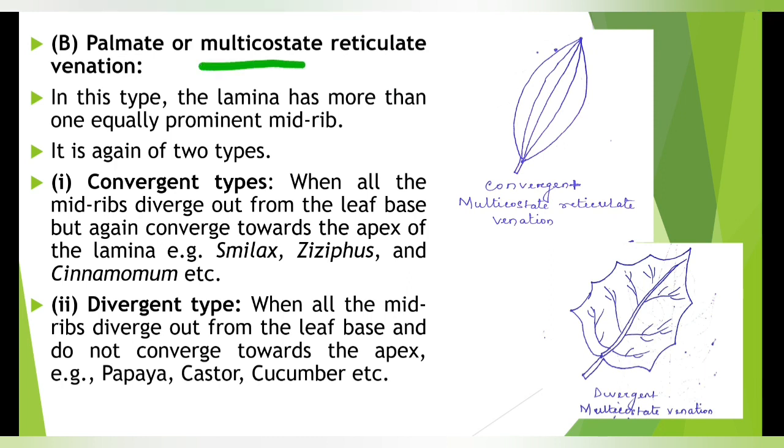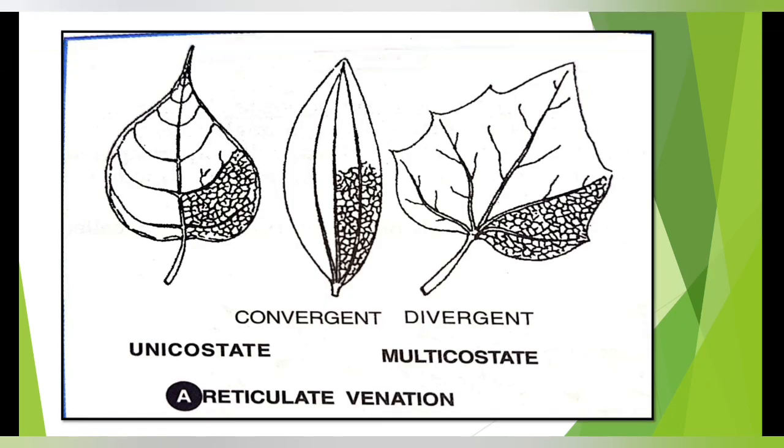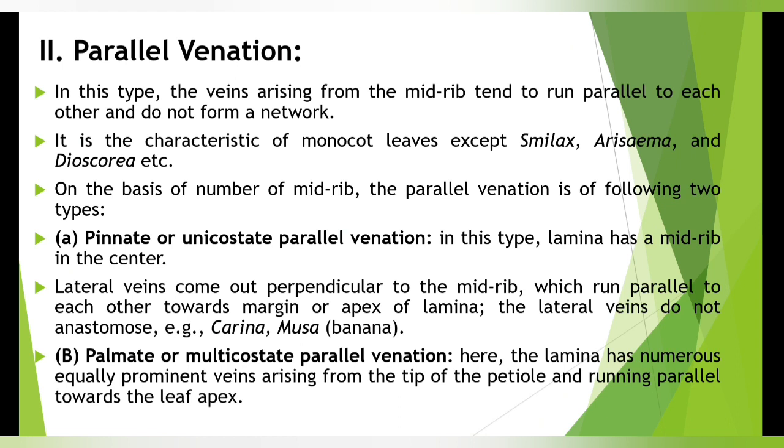So in case of palmate or multicostate reticulate venation, there are two types: one is the convergent type, one is the divergent type. In the convergent type, they have many prominent midribs, and all midribs diverge out from the base and again converge towards the apex. In the divergent type, all the midribs diverge out from the leaf base and do not converge towards the apex. So these are the structures of unicostate venation, then multicostate convergent and divergent reticulate venation. We have discussed reticulate venation. Now we will discuss parallel venation. In case of parallel venation, veins arising from the midrib tend to run parallel to each other.